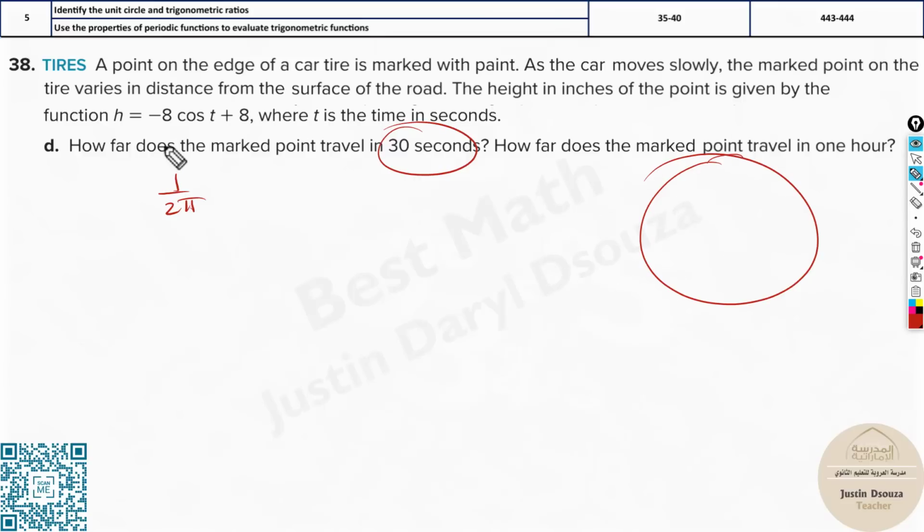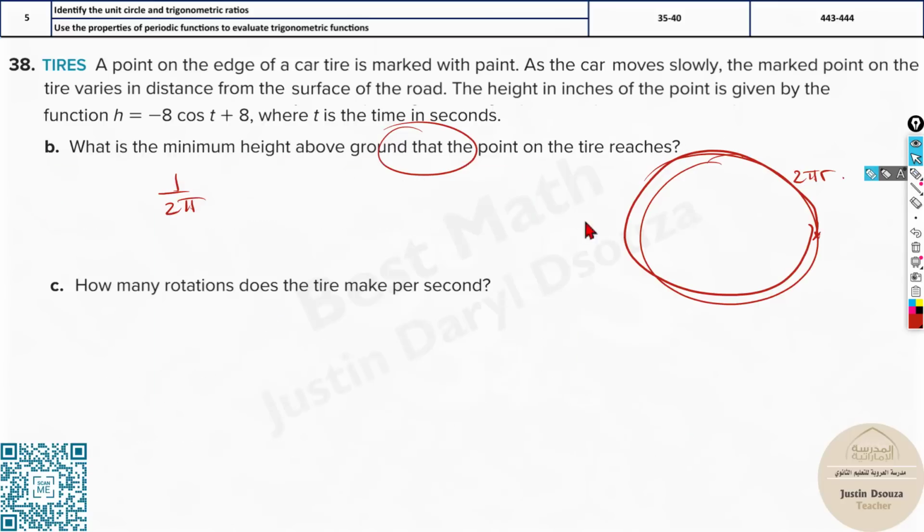Why? Because they're asking how far does the marked point travel, right? That means one complete rotation is how much basically? It's the circumference of the circle, 2 pi r. But now we do not have the radius, but from the values, let's just go back for a second.